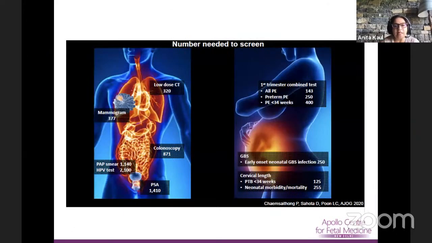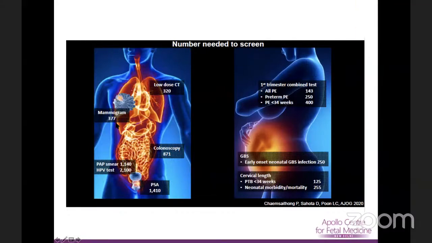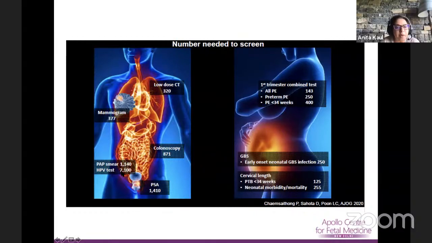So this is my last slide, and I'm an absolute advocate for universal screening. This is a slide from Leona Poon's group, where they've looked at the numbers needed to screen to detect one problem. So for a mammogram, the number needed to screen is 377 to detect one breast cancer. Pap smear, 1100 to detect one cervical cancer. Prostate, 1400 to detect one cancer. These have become so established in our armamentarium that we don't think twice about ordering a mammogram or a pap smear.